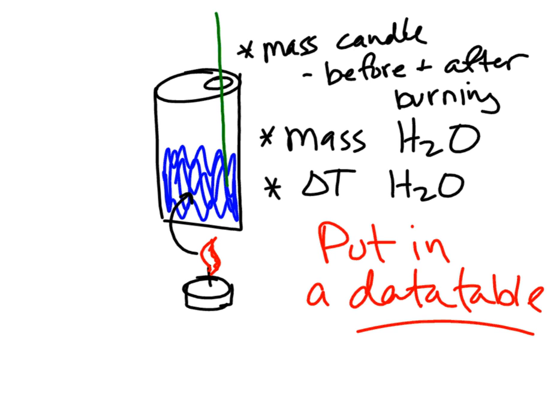Okay? So obviously we're not collecting that much data. We need to know mass of the candle before, mass of the candle after, mass of the water, change of temperature of the water. So if you want to, for the change of temperature, you can have T initial and have a T final section of your data table, but I'm leaving that up to you. I'm going to be checking your data table, and you will not be able to start the lab without it.